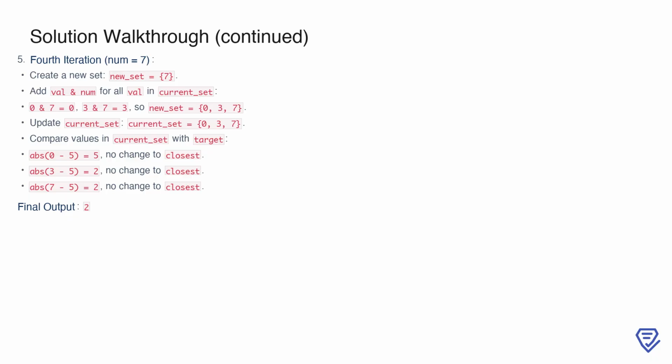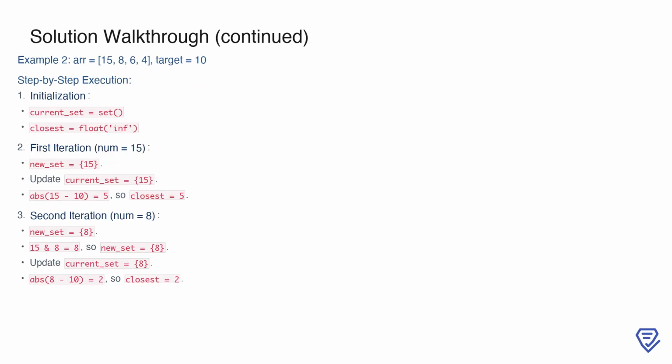Now, we calculate the differences with the target. For 0, abs(0 - 5) equals 5, for 3, abs(3 - 5) equals 2, and for 7, abs(7 - 5) equals 2. None of these values improve the closest, so it remains 2. At the end of all iterations, the closest value to the target is 2, which is our final output.